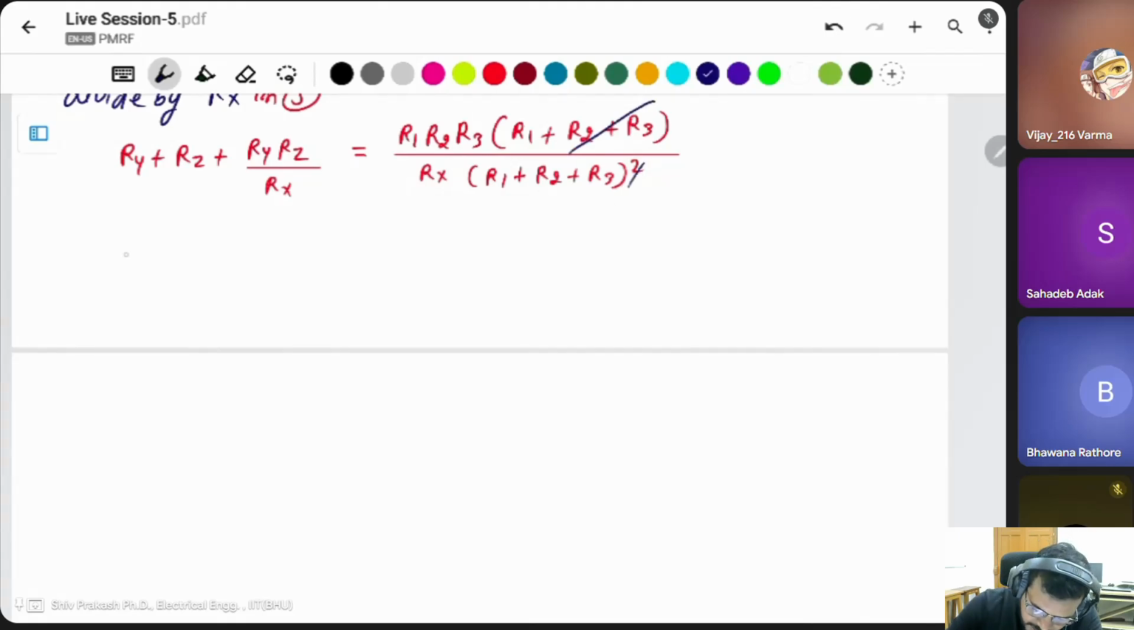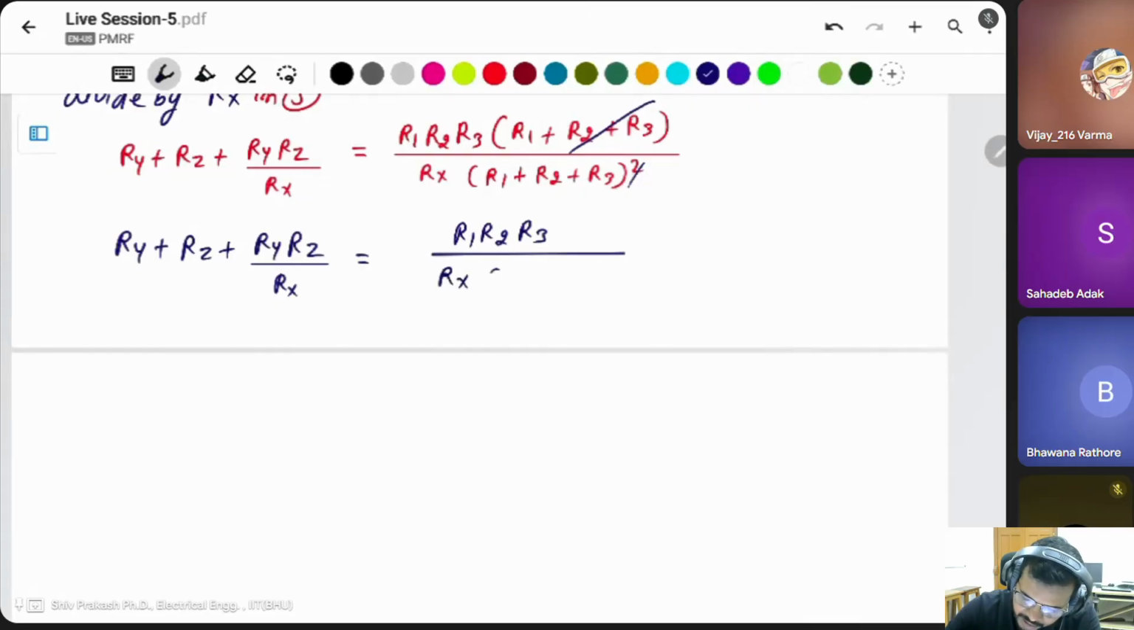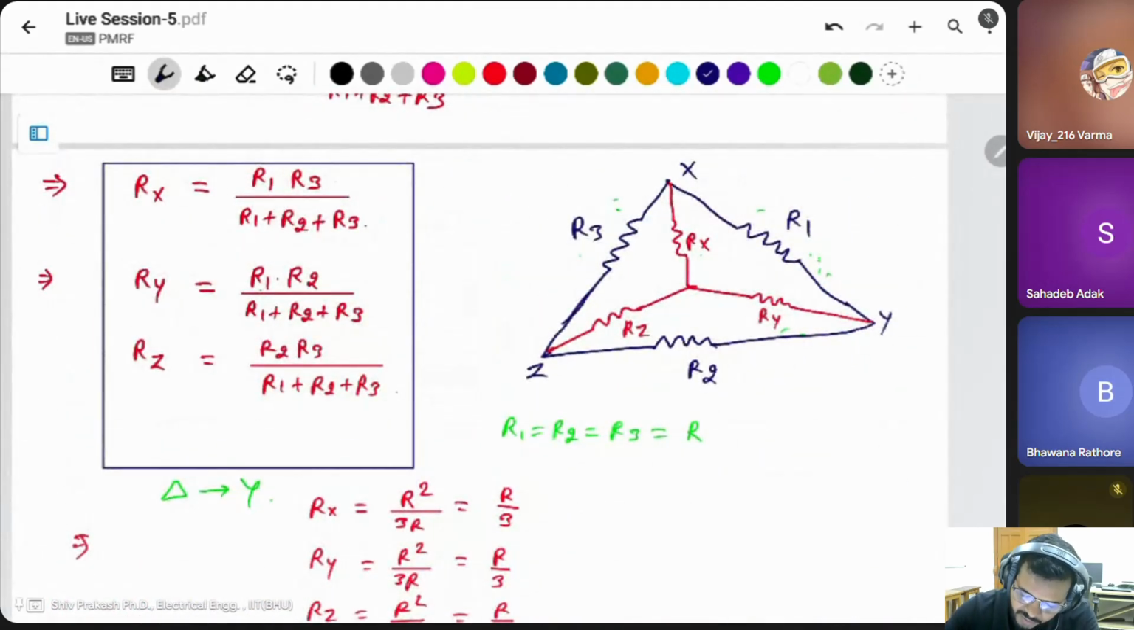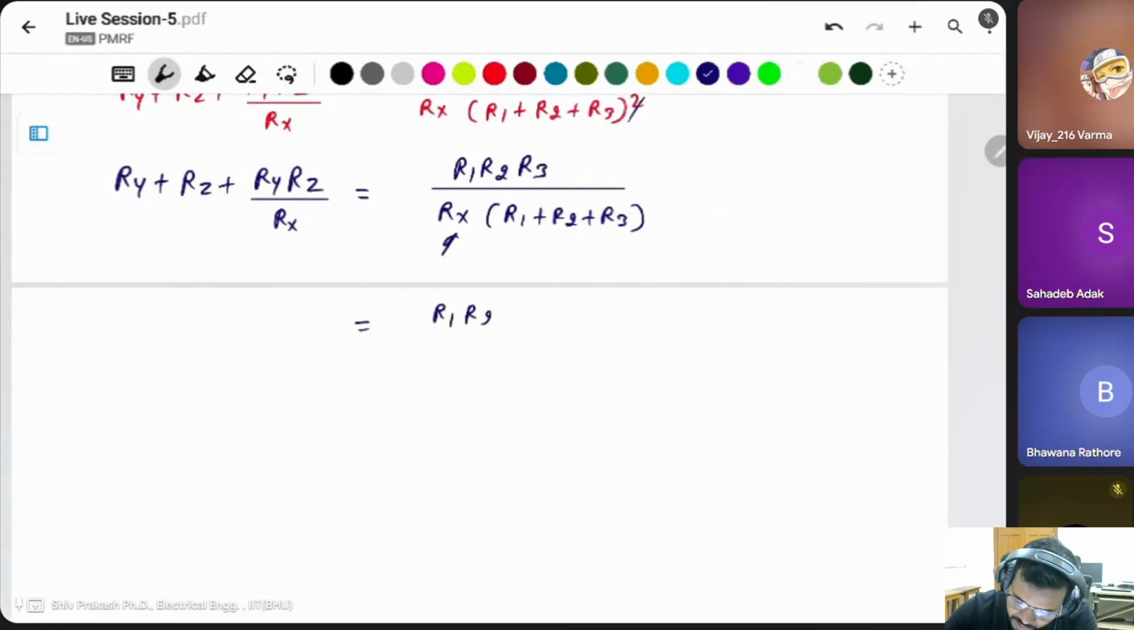Only this will be Ry plus Rz plus Ry Rz divided by Rx, which is equal to R1 R2 R3 divided by Rx into (R1 plus R2 plus R3). Put the value of Rx here in this equation. What is the value of Rx? Rx is R1 R2 divided by (R1 plus R2 plus R3). This will be R1 R2 R3 divided by R1 R3 into (R1 plus R2 plus R3).